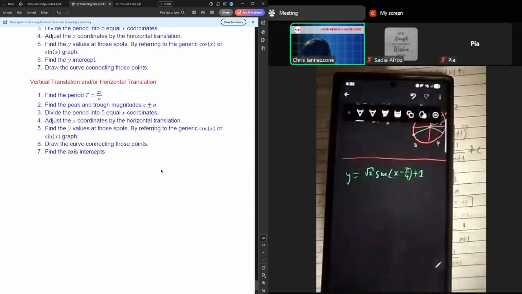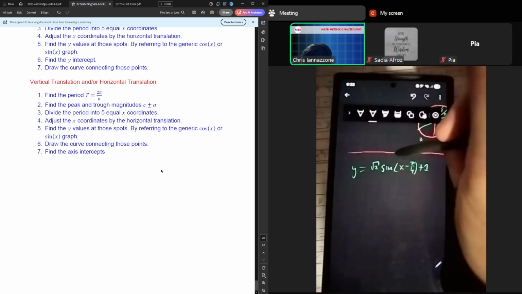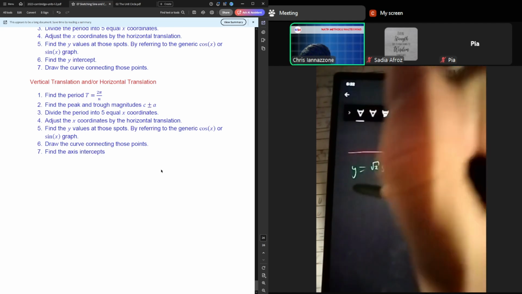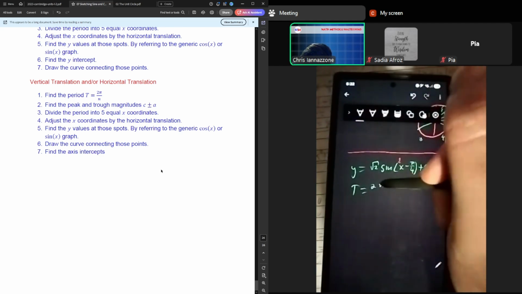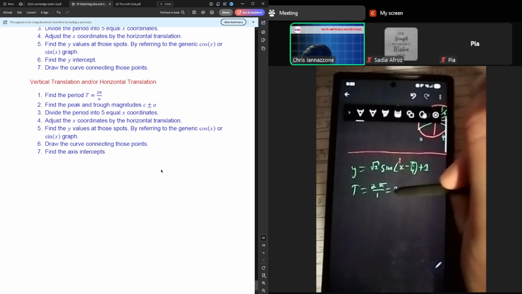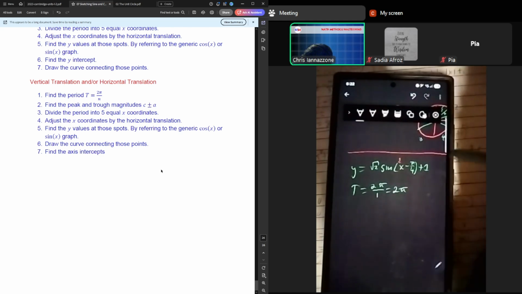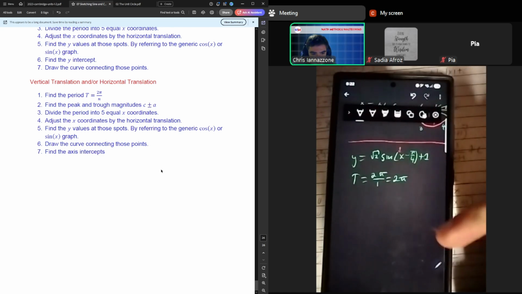Find period, and period is 2 pi. Yeah. n is 1 in this case, the coefficient on x. So capital T equals 2 pi on n, which of course goes down to 2 pi. Very good. What else?